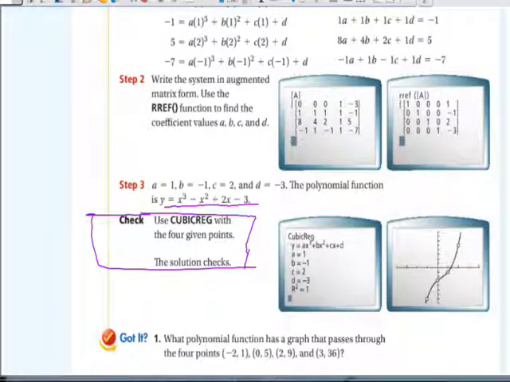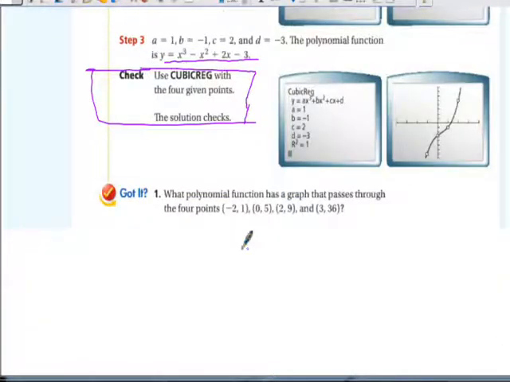Go ahead and try that on your calculator with these points that are given. Plug those into your calculator and see what you get for the got it number 1. Okay, go ahead and try that now. Pause the video and try that now.